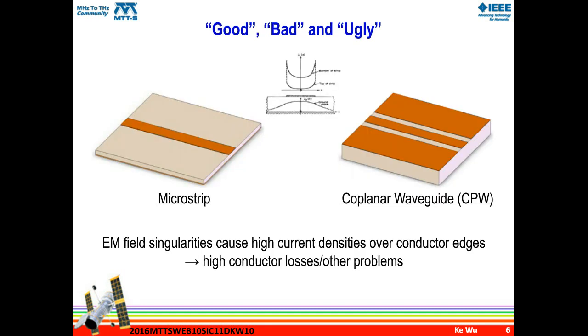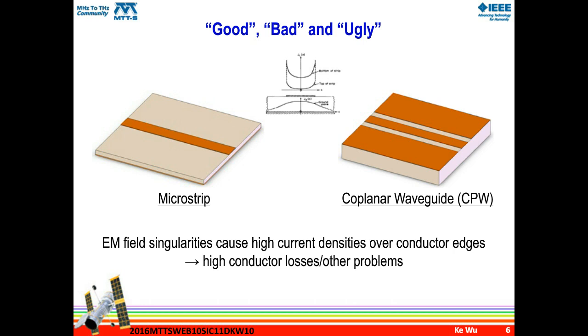Then regarding planar integration, if you look into building blocks like microstrip line and coplanar waveguide, we can see a lot of problems associated with them. Of course, everybody knows loss is a big issue there. And even though the integration density can be very high, packaging is a big problem. Sometimes when you design circuits, packaging could be much more expensive than the circuits.